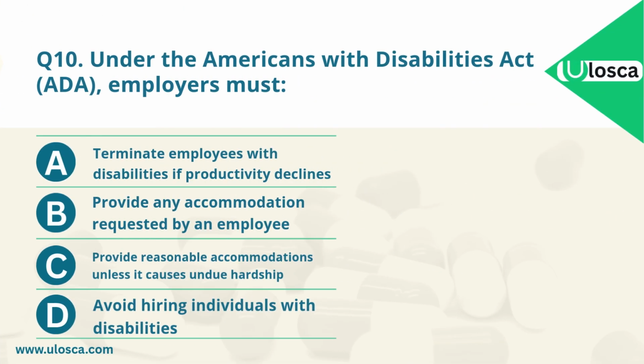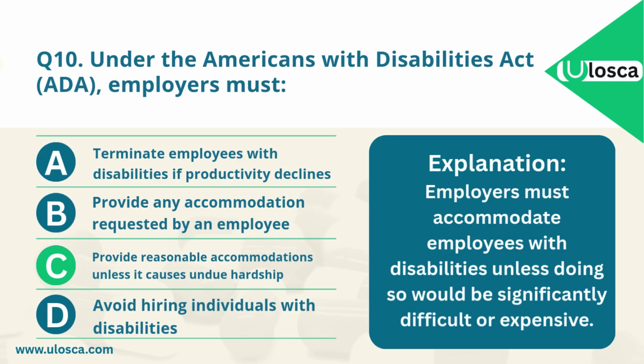The correct answer is C. Provide reasonable accommodations unless it causes undue hardship. Explanation. Employers must accommodate employees with disabilities unless doing so would be significantly difficult or expensive.